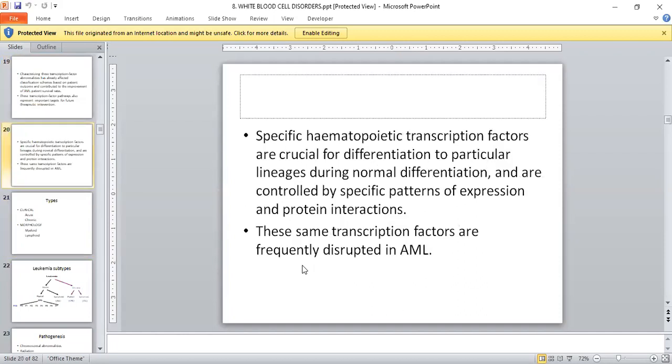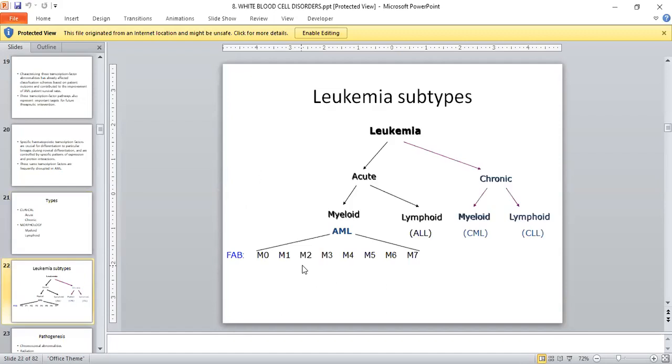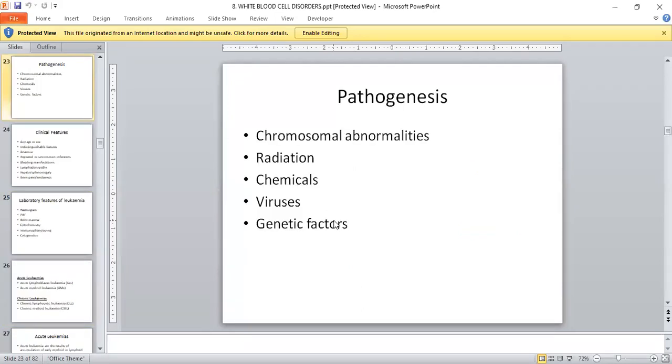Leukemias can be characterized as either acute or chronic based on their clinical features, or as myeloid or lymphoid based on the morphological cells involved. So it's like this: leukemia, acute, chronic. For the acute, you can have acute myeloid AML or acute lymphoid ALL, and the same for chronic. These are the things I was telling you for the classification. We have the FAB classification. I won't really go too deep into that.